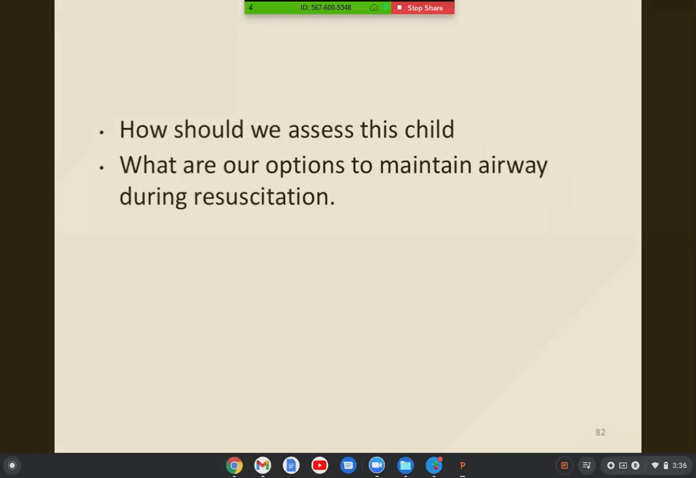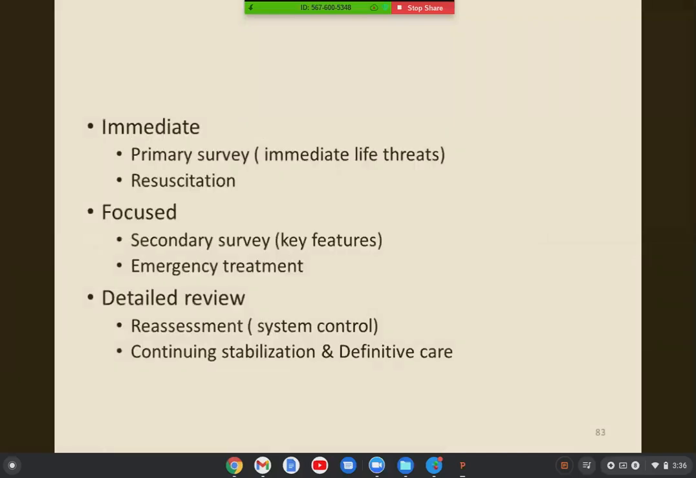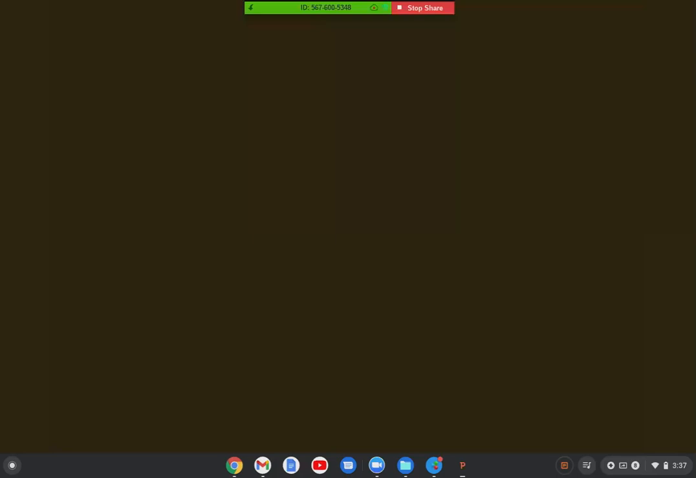How do we assess? Let us focus on the airway part. Our assessment should be immediate. That is the primary survey, to find immediate life-threatening issues. While we are doing the primary survey, we do resuscitation side by side. The second survey is the focused survey. After we have finished our primary survey, we go to the secondary survey. At this moment also, we will be treating the emergency aspect and resuscitation is continued. Followed by this, we do a detailed review and reassess the system which is majorly involved. We stabilize and we plan definitive care.